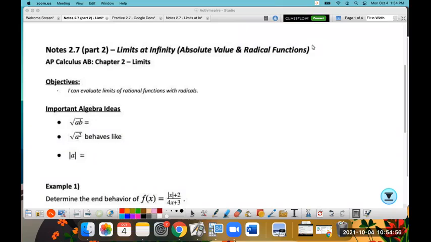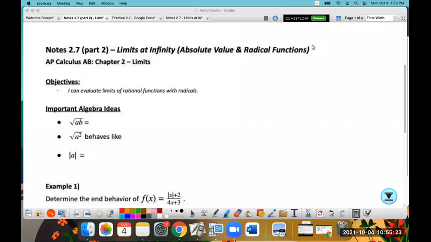So we are going to be looking at limits at infinity still, but of absolute value and radical functions. We're going to be looking at them through the lens of the rational function, so we can still use that limits at infinity of rational functions theorem. But when we are looking at absolute value functions and radical functions being a part of that fraction, we have to do a little extra work and a little extra thinking.